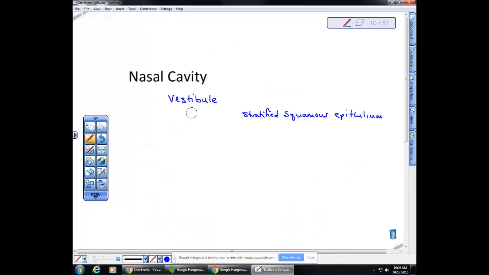When we look at the vestibule, one of the things it has is hairs. This helps to catch the debris that we breathe in. I mentioned before that the nasal cavity is really the opening to the respiratory system and not the oral cavity, so when we breathe, we should breathe through the nose primarily rather than the mouth. This catches debris. And we also have sweat glands here.